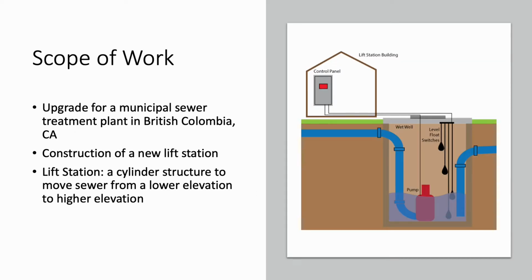The scope of the work was an upgrade project for a municipal sewer treatment plant in British Columbia in Canada. The goal was to construct a new lift station, as you can see here in the picture provided. A lift station is just a cylinder structure to move sewer from a lower elevation to a higher elevation. So sewer comes in, and the pump pumps the sewer up into a higher elevation.